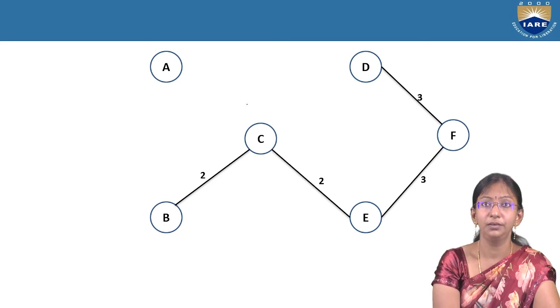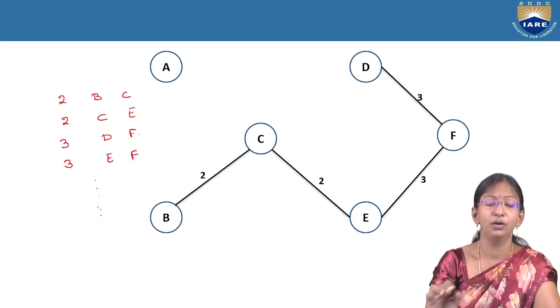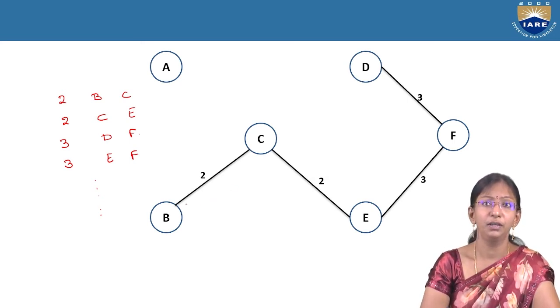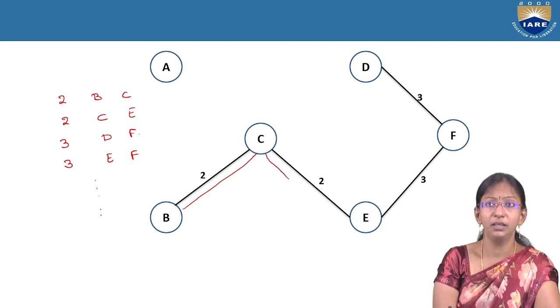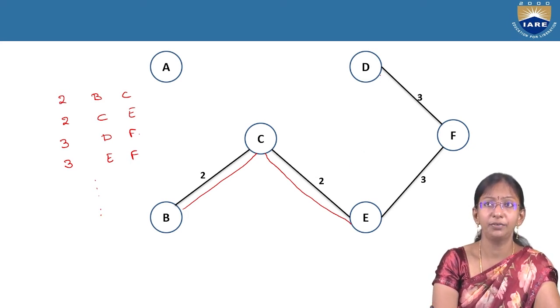In the table, if the entries are 2, B, C, 2, C, E, 3, D, F, 3, E, F, and so on, what will be the situation? Yes, this can happen. The first entry will be at least one, BC, which is 2. No problem. No circuit is formed. Between C and E, 2. No circuit is formed. Then between D and F, add this one.